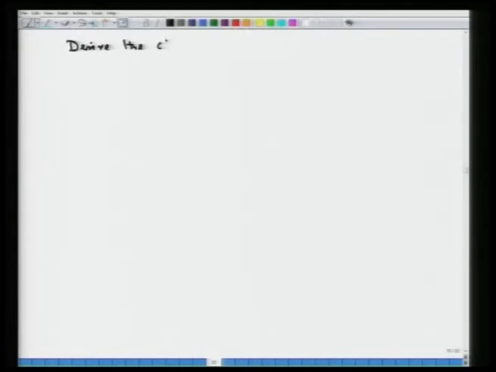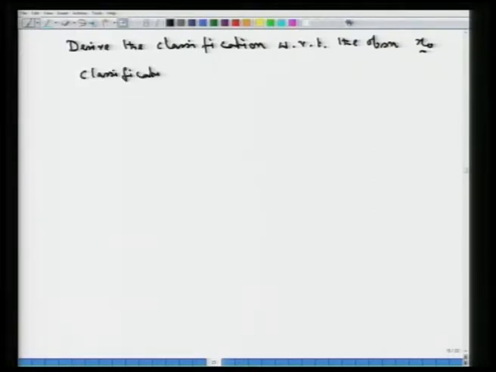I will first say what we are going to do: derive the classification with respect to the observation, which is x naught. So, in order to do that, we are trying to find out the classification rule. This classification rule is one that is going to minimize the expected cost of misclassification. So, we need to compute the following quantities one after the other.